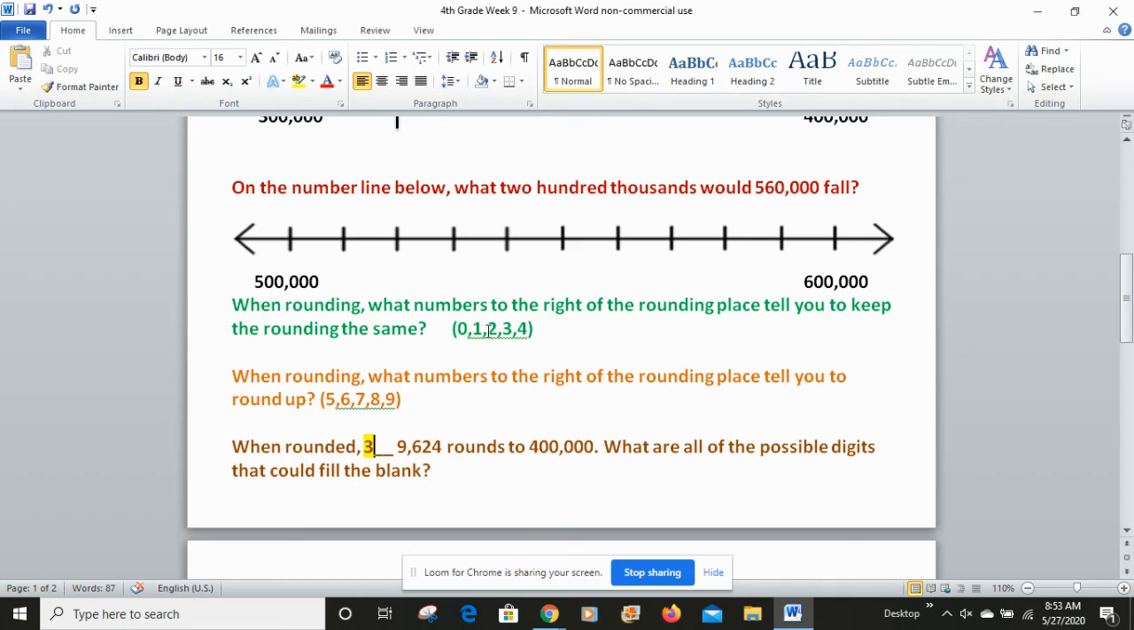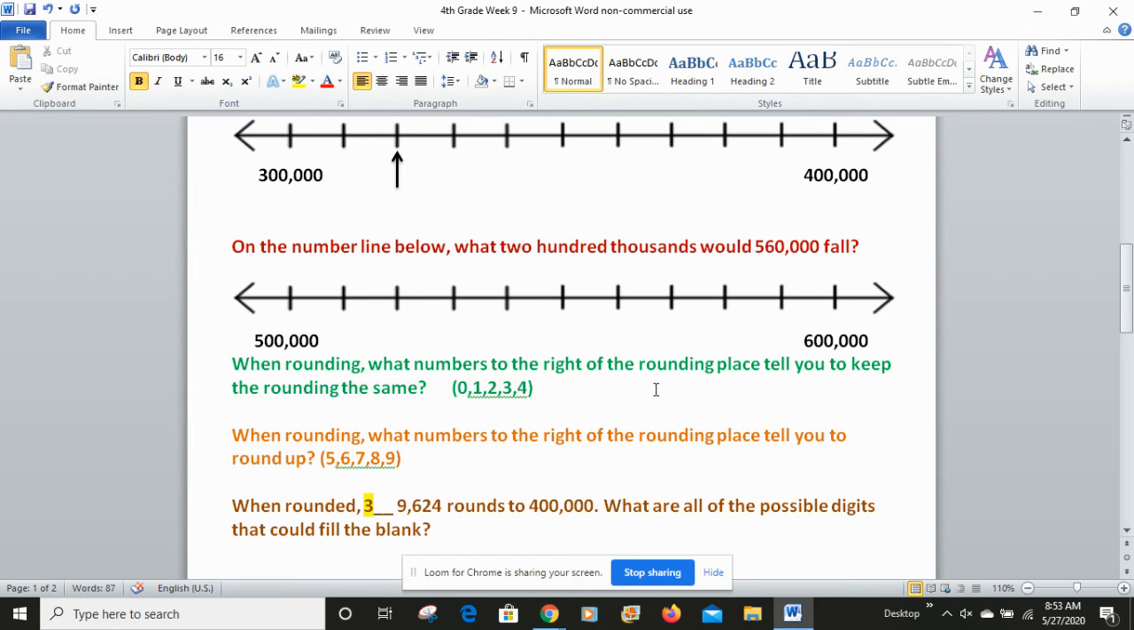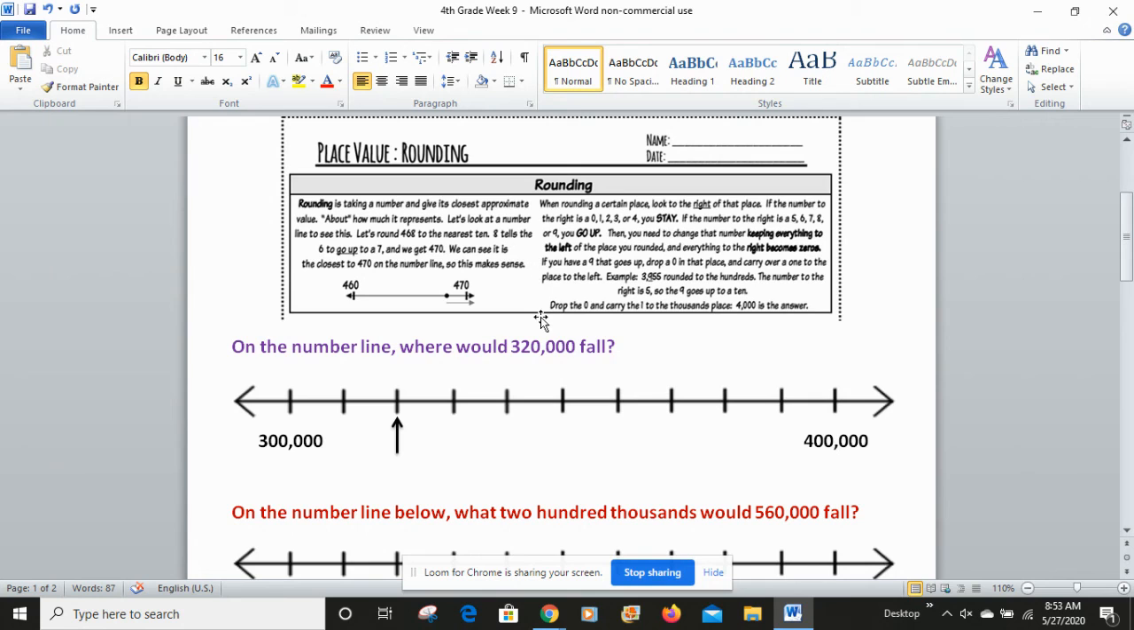So what would those digits be? Well, we just said these keep the number the same, these digits raise the number up. So in order for the 3 to go to a 4, I could use a 5, a 6, a 7, an 8, or a 9 in this place, and then that would tell the 3 to go up to a 4, and all the rest of the digits would change to 0. So just thinking about using rounding and the number line and those digits, like what's explained up here, identifying the rounding place and rounding that way.